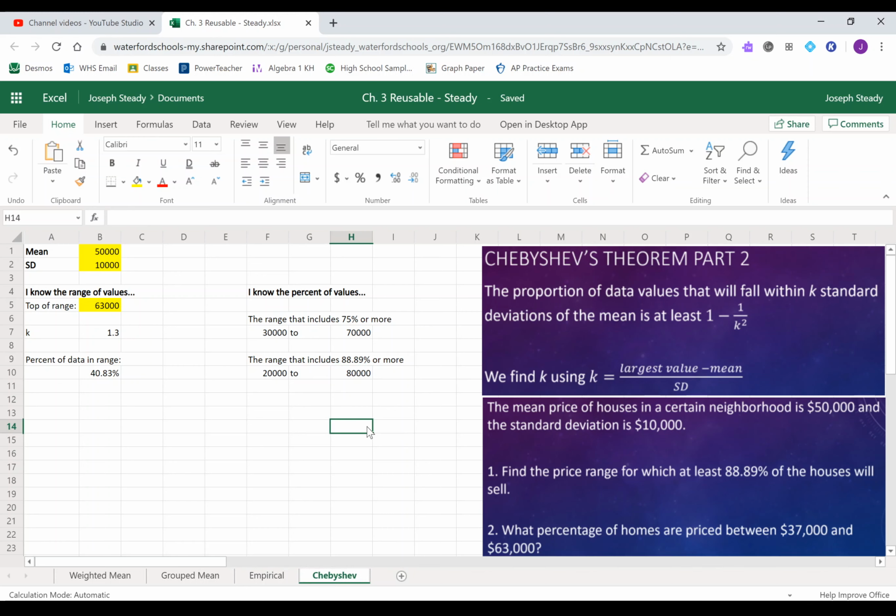So now we have added 2 new rules to our reusable spreadsheet, the empirical rule in the last video and Chebyshev's theorem in this video. We'll be putting these to use in our practice problems going forward.